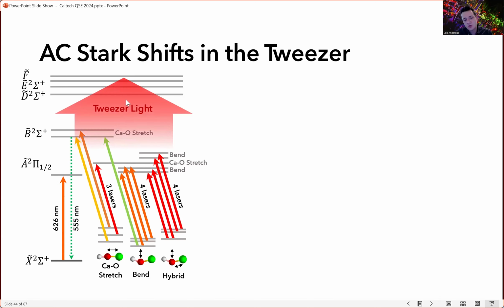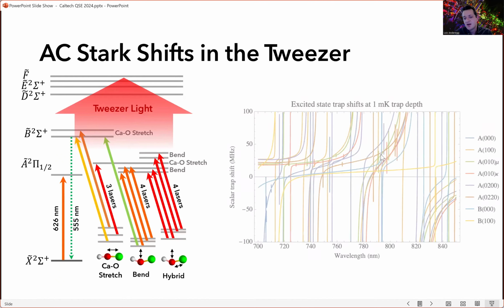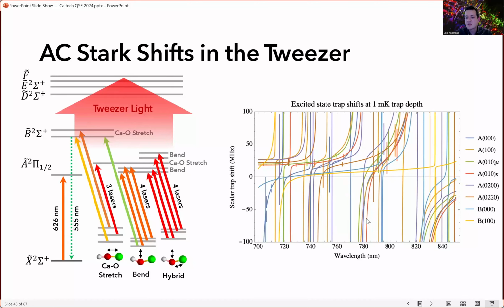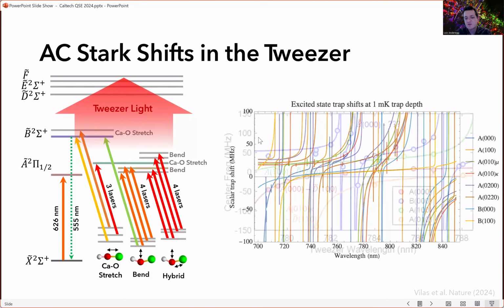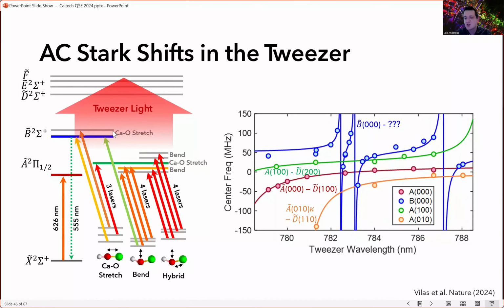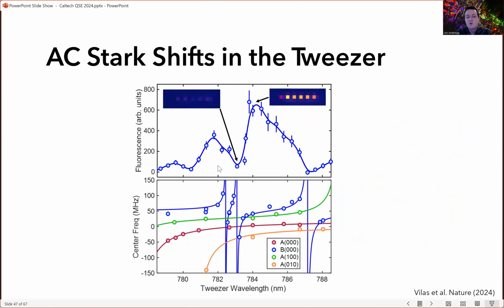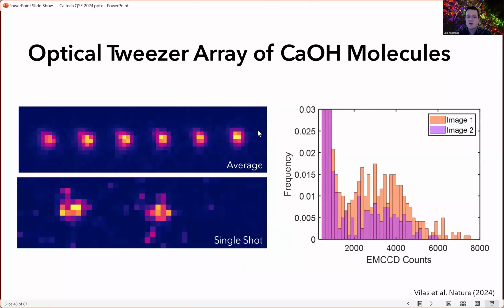What happens is that when we turn on the tweezer trapping light, we couple all of these excited states to all of these other excited states. It turns out that this is quite a large mess of states that shift the resonance frequencies of all of these various laser transitions all over the place. So we spent some time characterizing the shifts of each of these individual states to understand what was going on. Once we were able to do this, we were able to tune the trapping wavelengths to specific wavelengths to avoid all of these features. And when we do this, we can then re-achieve these optical tweezer arrays, but now for these polyatomic molecules.